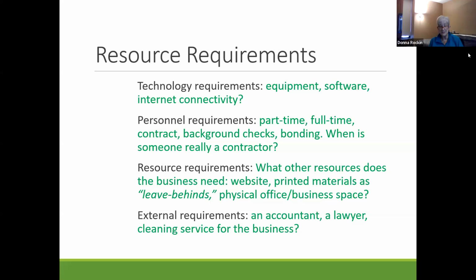A lot of times, and this has been in Europe for many, many years, but in America now, the waiter or waitress will bring you that little card reader where it tells you what the bill is, and you swipe your card and you get the receipt right at the table. So what do you need? What personnel requirements do you need? Do you need part-time employees, full-time employees, contract employees? Are you going to do background checks, bonding? When is somebody really a contractor? We'll talk about that in a minute.